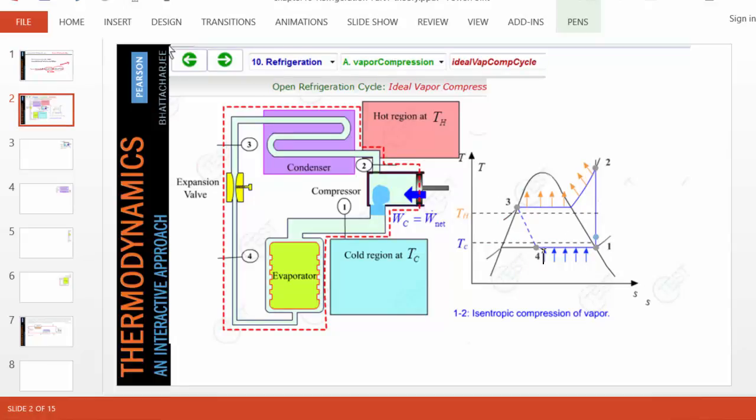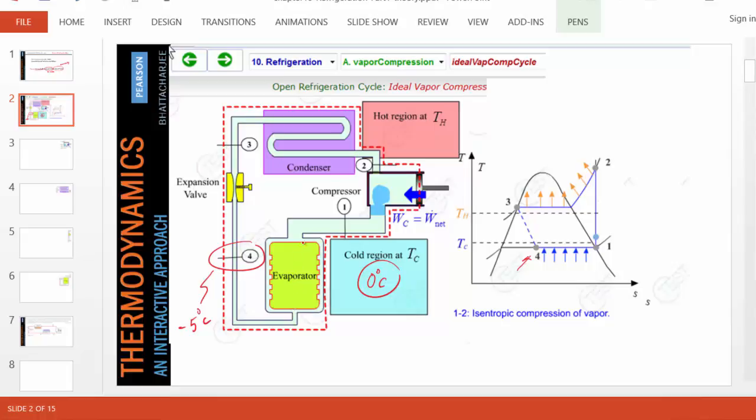Well, a cycle means you can start anywhere and go around and come to the same point. So let's start at point 4. Let's say we have a very cold saturated mixture of liquid and vapor, state 4. Very cold. And our cold region is TC. Let's say we want to maintain it at 0 degrees Celsius. So suppose at state 4, the liquid vapor mixture is really cold. Let's say it's -5 degrees Celsius. It's a liquid vapor mixture.